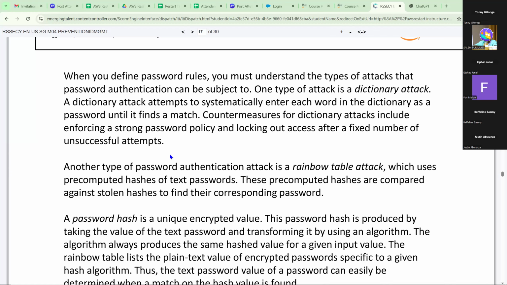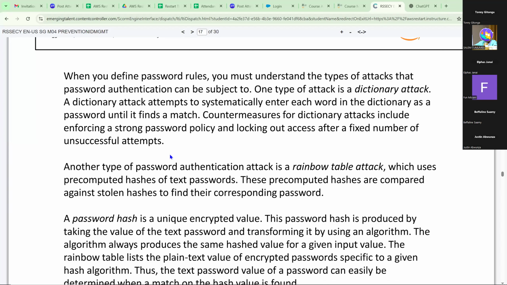Countermeasures for a dictionary attack include enforcing a strong password policy and locking out access after a fixed number of unsuccessful attempts. I've seen very many mobile banking platforms apply this. If you try the first time, it refuses. Second time, it refuses, and it tells you that you have one more attempt. If it refuses, you are locked out. Same thing with our SIM cards. If you enter your PIN the first time, it refuses. Second time, it refuses. After a number of attempts, you are asked for your PUK.